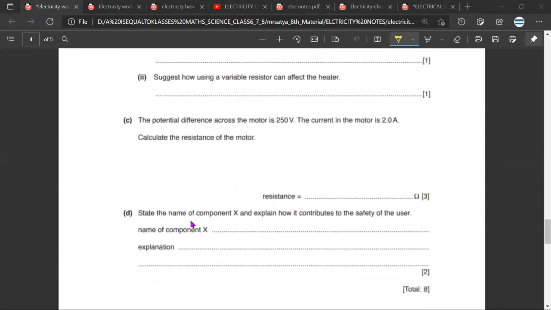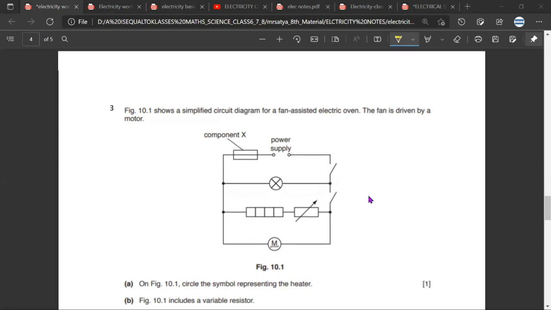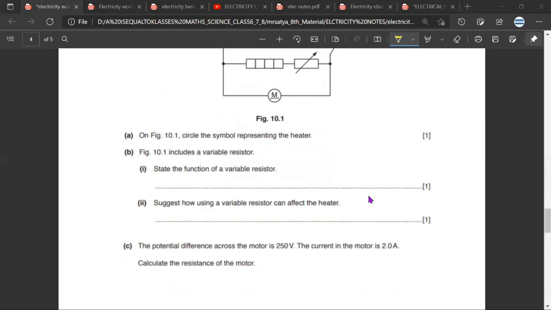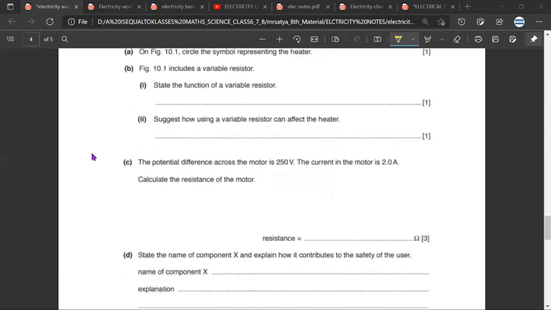State the name of the component X and explain how it contributes to the safety of the user. So name of the component X and explanation. You should be able to tell that this component X is the fuse. And if the power supply is too much, if the current is too much, this fuse will melt. A basic fuse will melt and it will basically break the circuit. Mr. Satya, are you able to understand or is it getting too confusing? Yes, I'm able to understand. Mr. CB, any doubt? No doubt, sir.